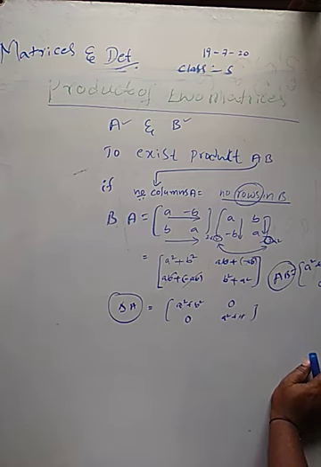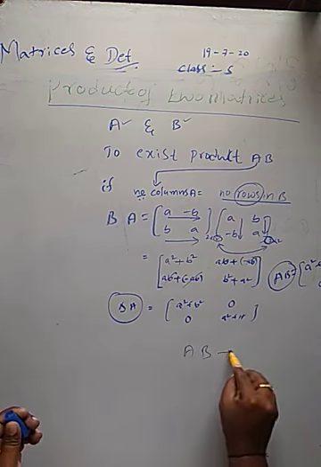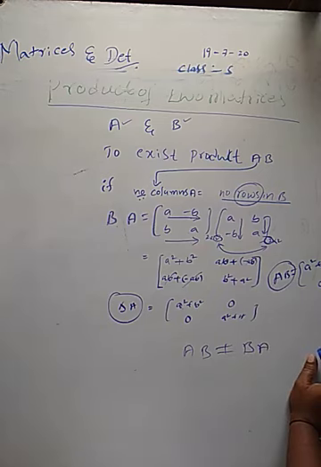Don't conclude yourself that the product of matrices is also commutative. Sorry. In this example, accidentally AB is equal to BA. In general, in 98% of the problems in this chapter, AB is not equal to BA. In some particular examples, it is possible to get AB equal to BA. In the majority of problems, AB is not equal to BA.